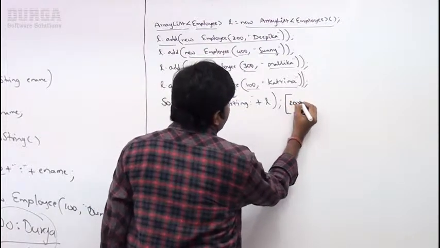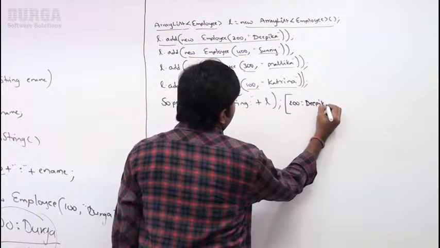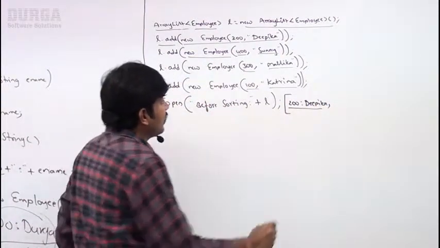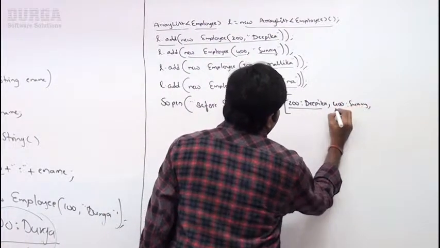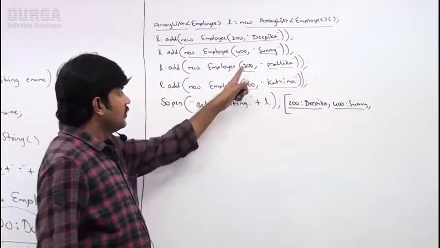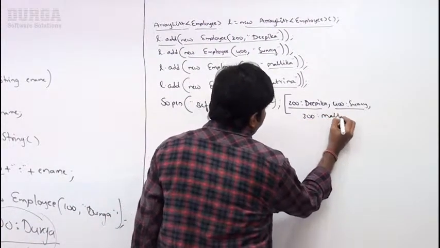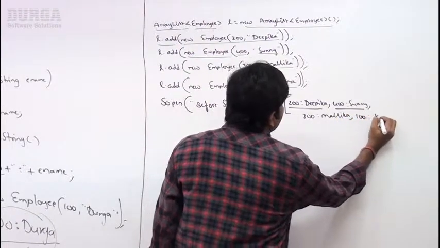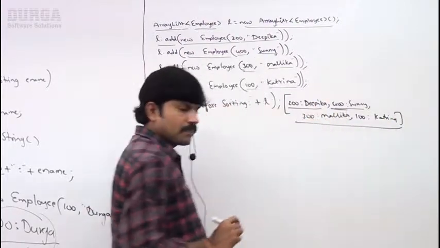Sir, 200 colon Deepika, the first employee object, because of the toString method it is going to come. Second one, sir, 400 colon Sunny. Next objects are 300 colon Mallika. Like this we are getting. Next 100 colon Katrina. By default we are going to get this output, sir.